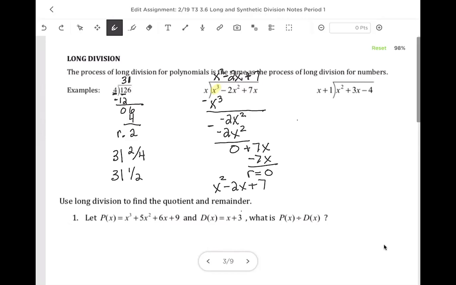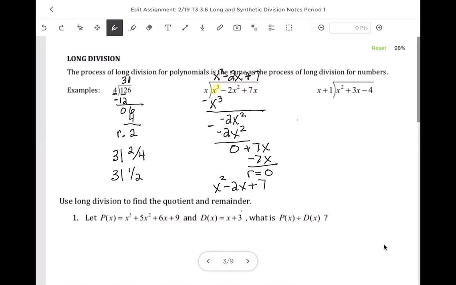Now, when you're dealing with numbers, you know a way to check it. Like in the first example, I could have done 31.5 times 4, and I would get 126. For the second one, I could check it. If I take x and I multiply by x squared minus 2x plus 7, I'm going to get x cubed minus 2x squared plus 7x.